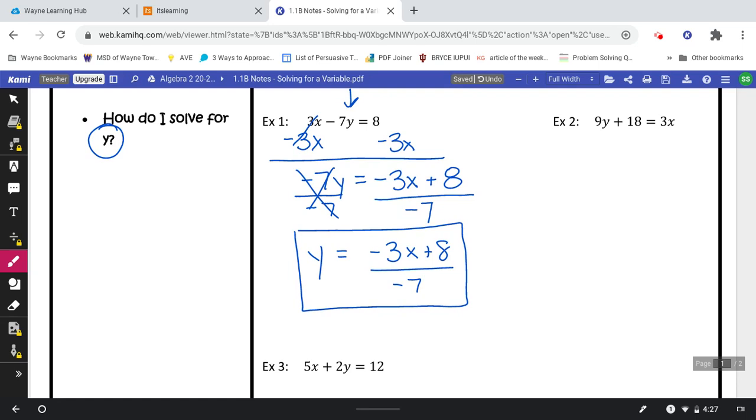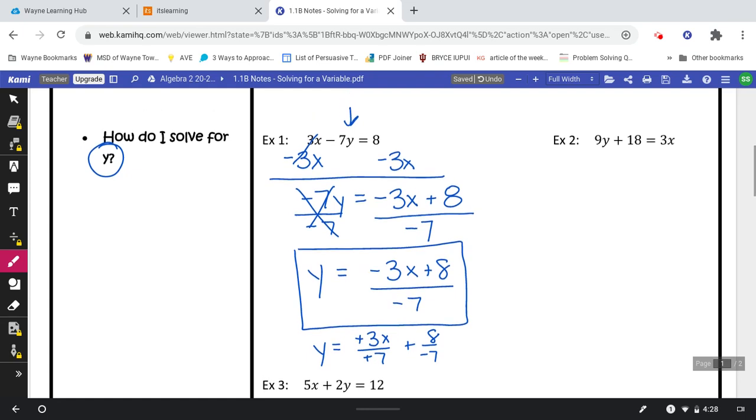If you separated it out, you could write it as y equals negative 3x over negative 7 plus 8 over negative 7. And then you could make those two negatives a positive. That would also be a correct answer. Either one is perfectly fine.